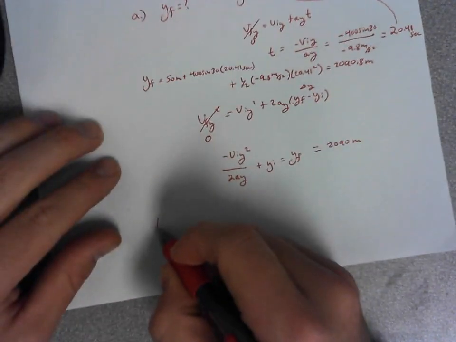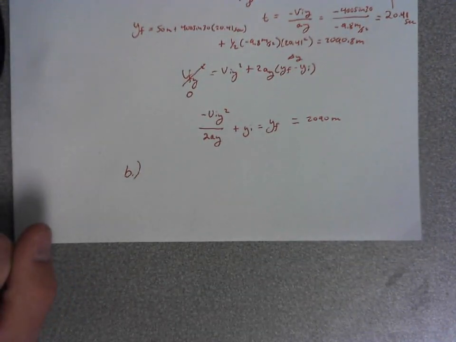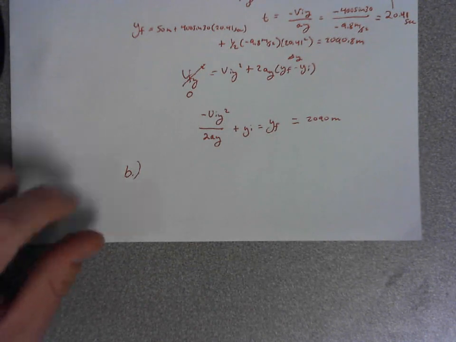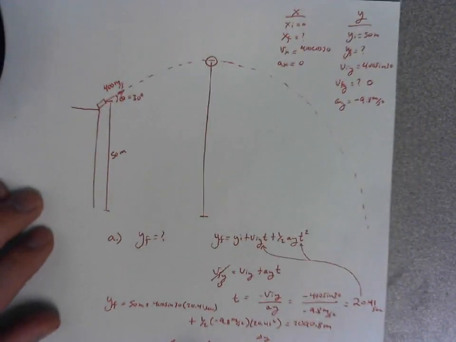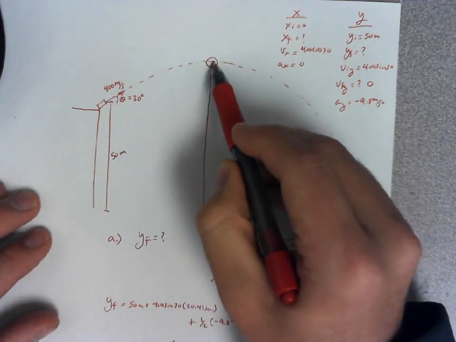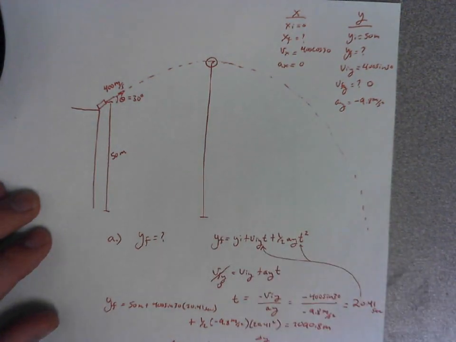Now let's say we have a part B here, and we want to solve for how long it's in the air in total. Meaning, as of right now, we've only solved for how long it takes for the ball to go from here to here. We haven't solved for how long it would take for the ball to go from here to here, though. We have to add the two times together.